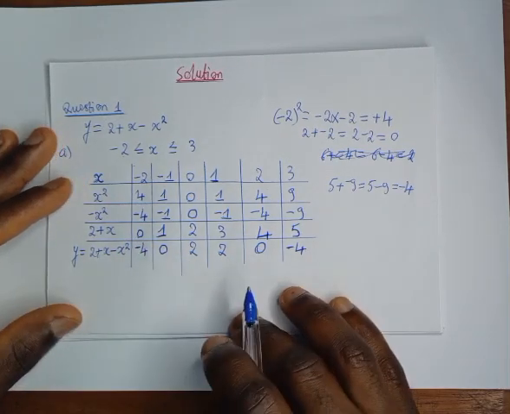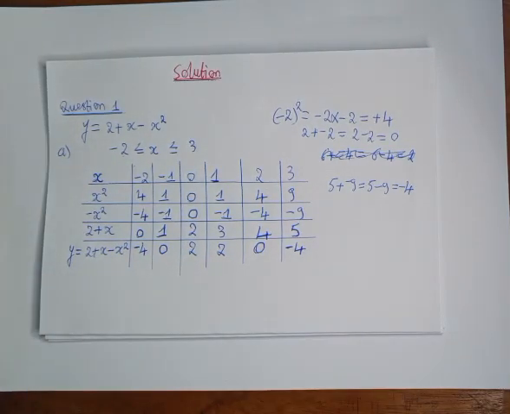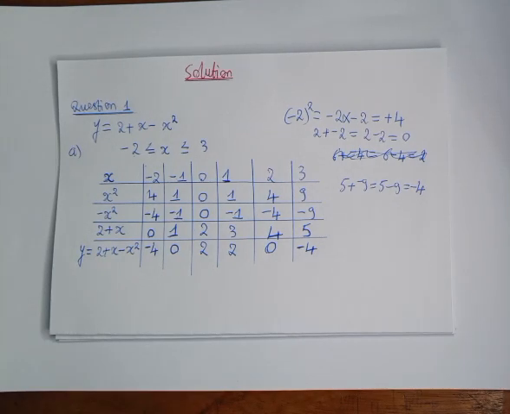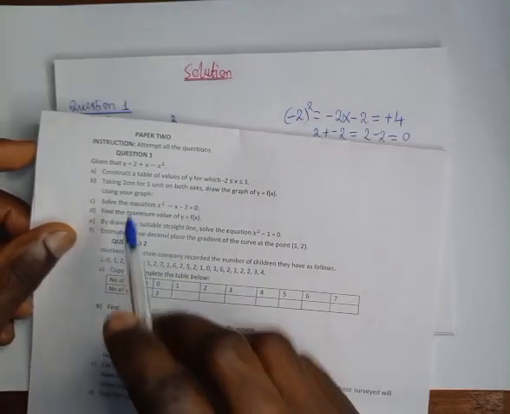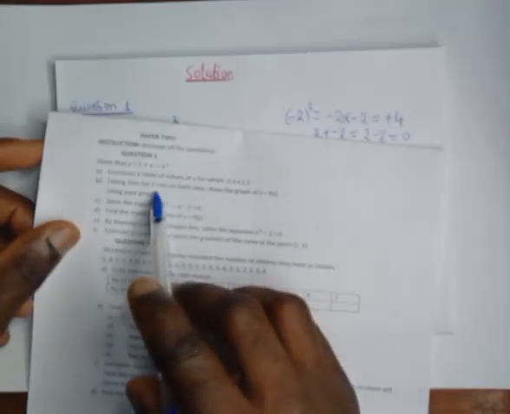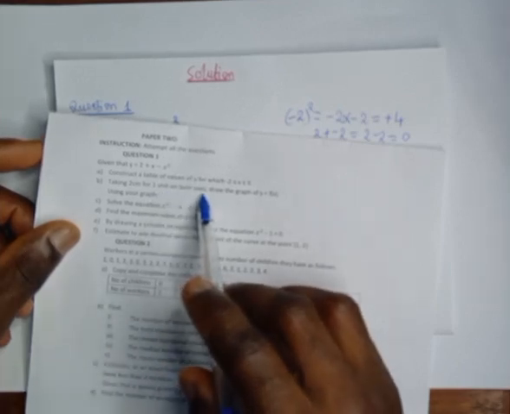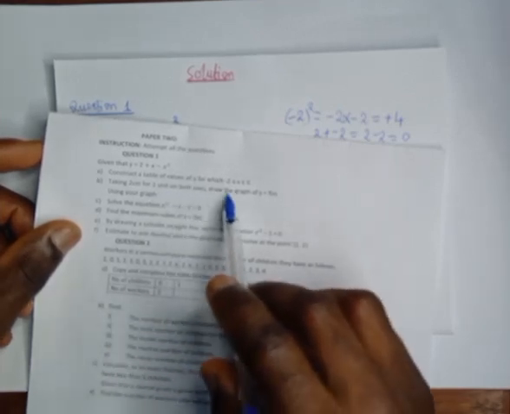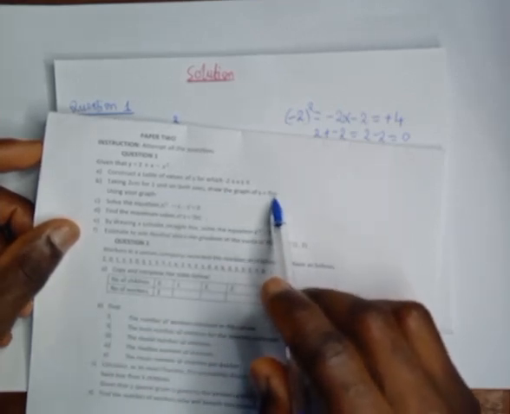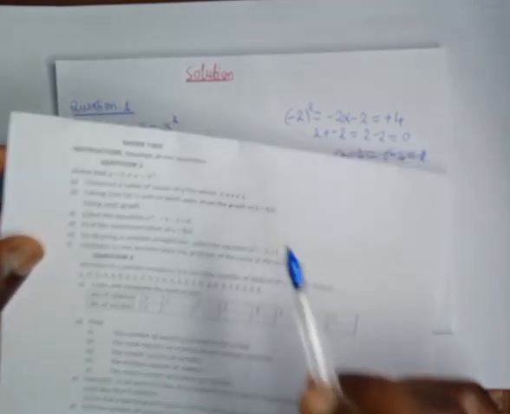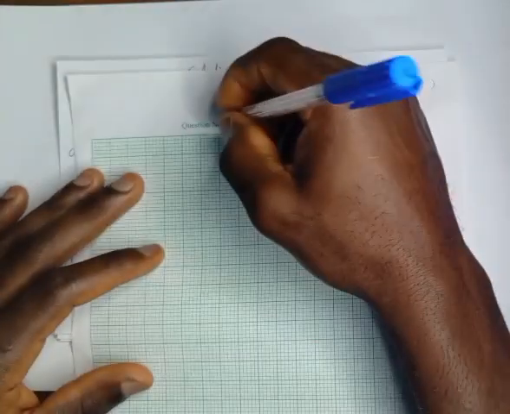So this is the table of values. The next thing we have to do now is to plot the graph of y equal to 2 plus x minus x squared. That's question B. It says taking 2 centimeters for 1 unit on both axes, that means the x and y axis, draw the graph of y equal to f of x. Let's draw the graph. This is for question B.